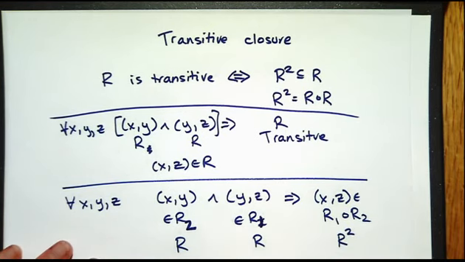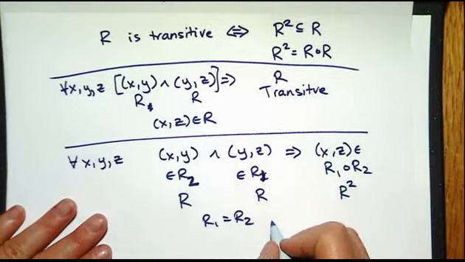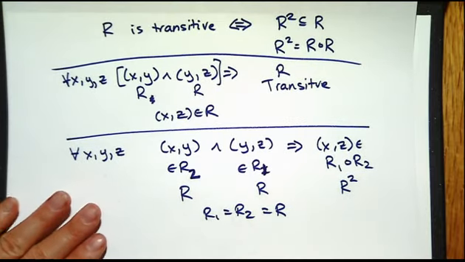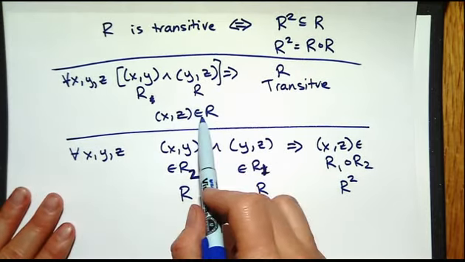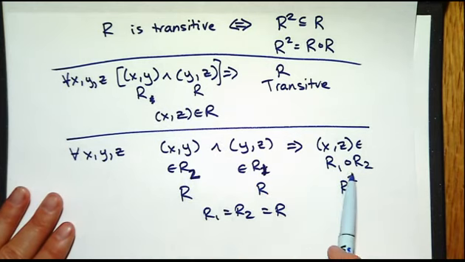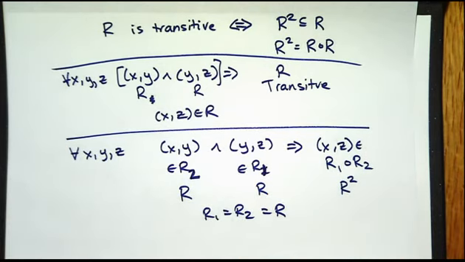If R1 equals R2 equals R. So if something is transitive, xz is in R, but we already know that xz is always in R squared, no matter what. So if everything that's in R squared is actually in R to begin with, then we know that our relation is transitive. So that's actually how you test whether a matrix for a relation is actually representing a transitive relation.